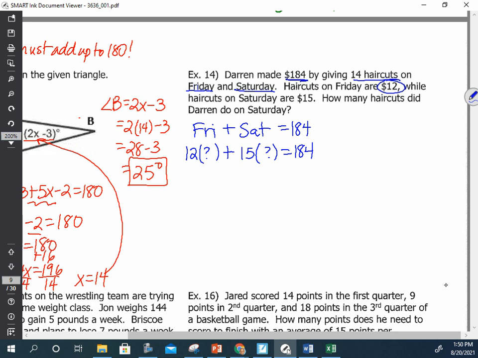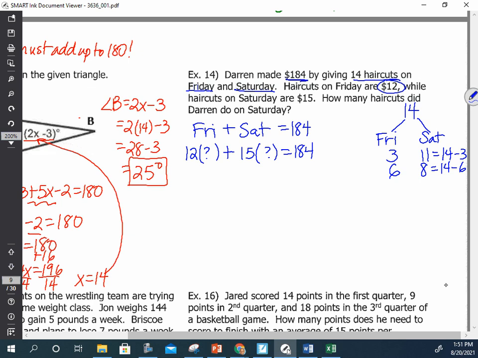So let's think about that in terms of numbers. If he did, for example, 3 on Friday, then he has to do 11 on Saturday. Why? Because 14 minus 3 gives you 11. If he did 6 on Friday, then he had to have done 8 on Saturday. Why? Because 14 minus 6 is 8. So right now we're just guessing at random numbers. We need something to help us get to the answer for this problem.